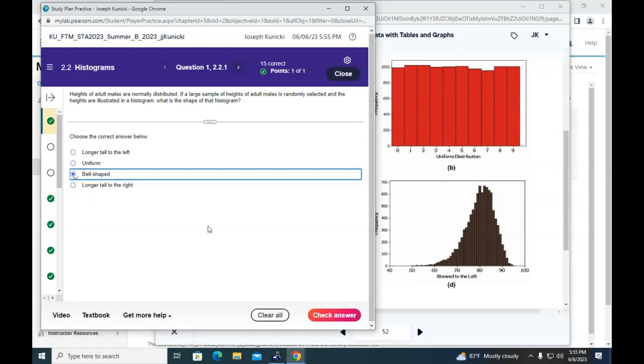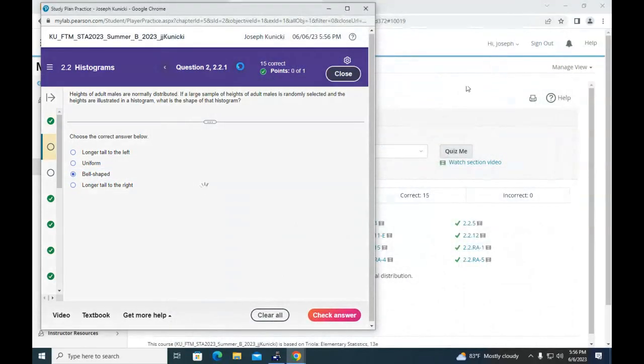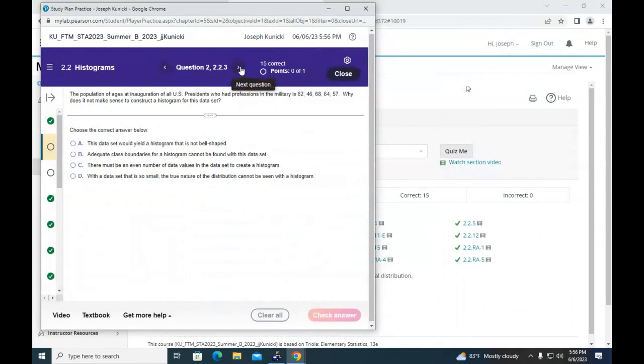If it involves a living entity, fish, trees, whatever you're measuring on a living entity, that's normal. All right, number six.